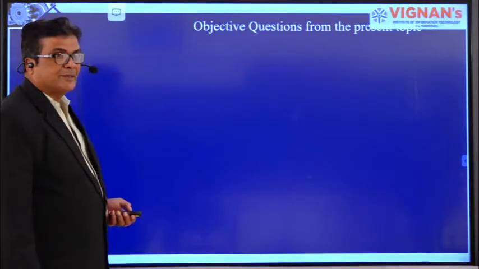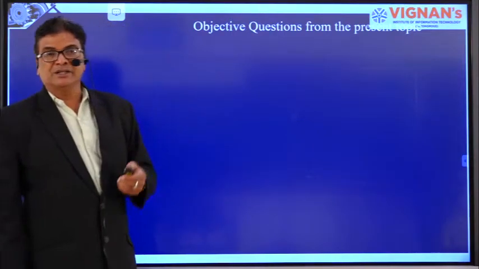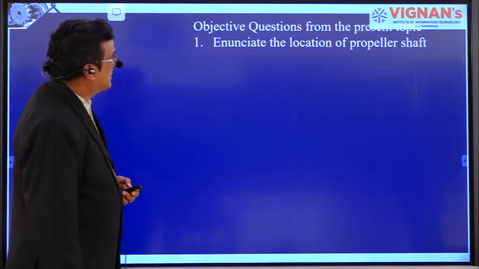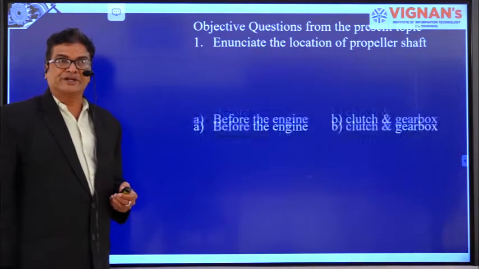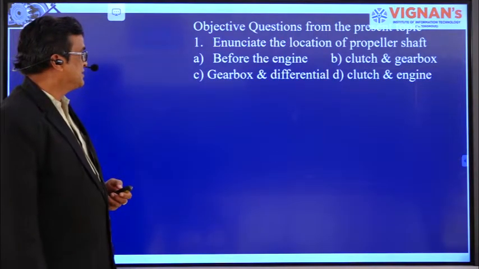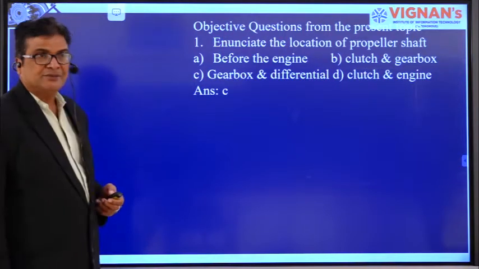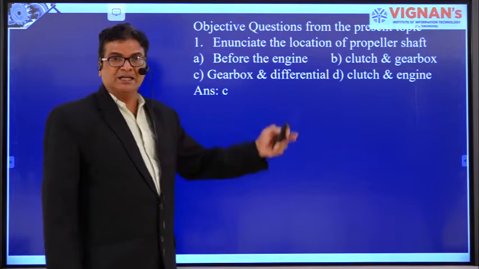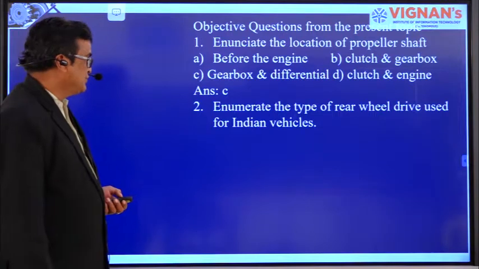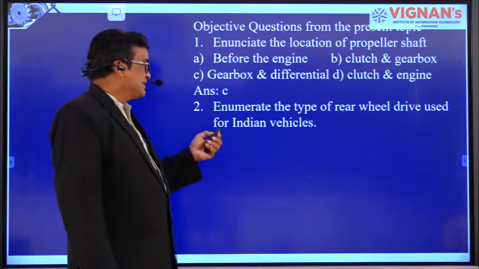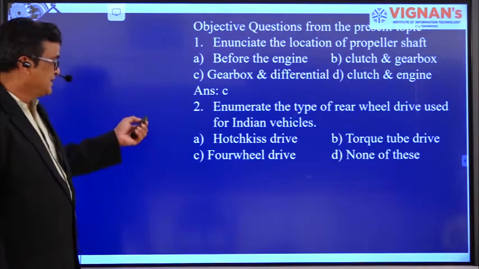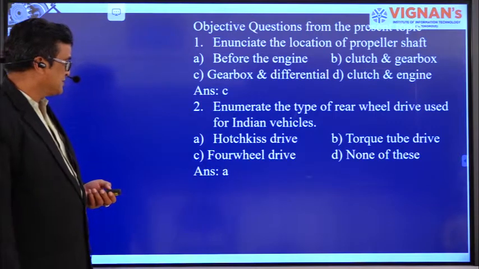The present topic involves these questions from the GATE and PSU perspective. Enunciate the location of the propeller shaft. Where is the propeller shaft located? Of the four options, the answer is C. Propeller shaft is mounted between gearbox and differential, as I told you. Enumerate the type of rear wheel drive used for Indian vehicles. Hotchkiss drive. Yes, it is there in option A, Hotchkiss drive. It is the answer.